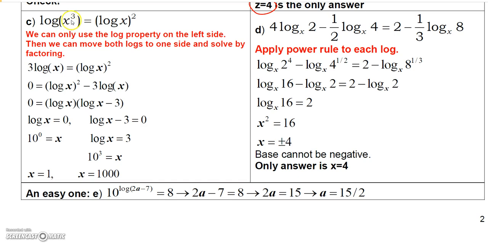Here I'm cubing the x, then taking the log. But here I'm taking the log first, then raising it to a power. So this side is just log of x quantity squared, and this is 3 log of x. But what I can do is take this term and move it to the other side, and it'll become minus that term. And then I have a common factor of log x. So you'll notice this is like log x times log x, right? And then this is log x times negative 3.